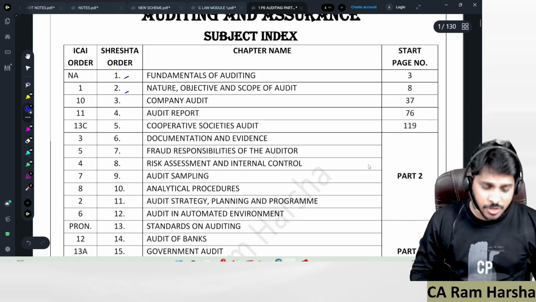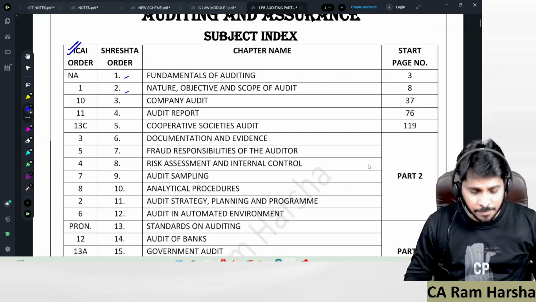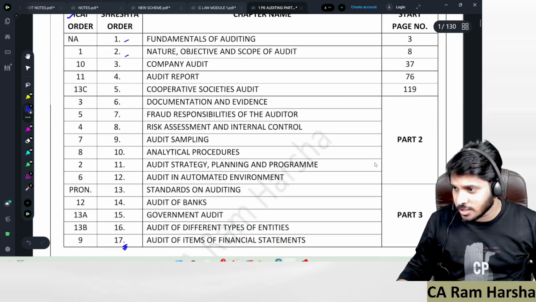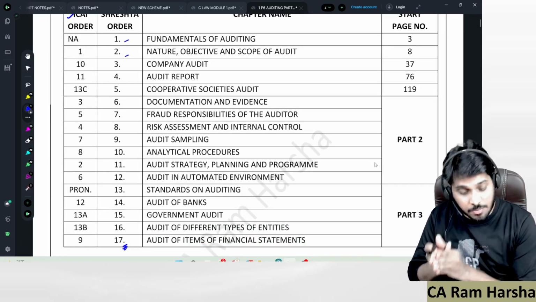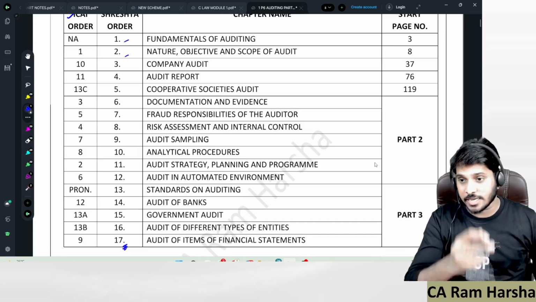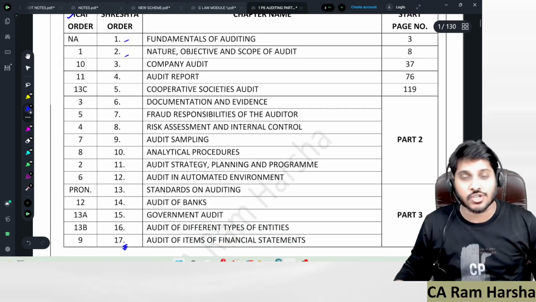And I have even given the chapter reference in the ICAI material. If you look at the ICAI order, these are the chapter numbers which we are covering in our material under these chapter numbers. I hope you are able to understand. So this is the ICAI order and this is the SHRESTA order.